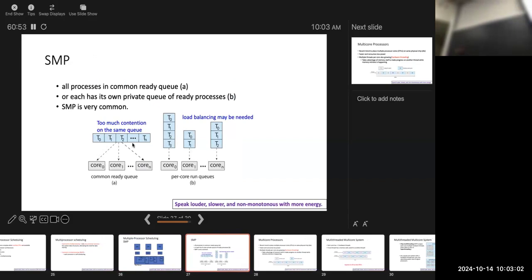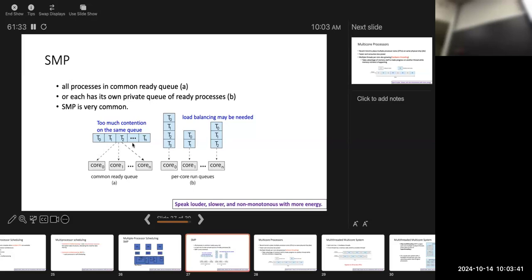So one way you can do is that you can maintain a single ready queue for all the processes in the system. Whenever a process becomes ready, it goes to the same ready queue. But you have multiple cores, right? So if you want to schedule a process on a core, you always go to that ready queue, get the process from the head of that queue and put it on the core. And if the next core is free, you would again go to that same queue, get the next process from the head of the queue, put it on the next core, and so on.